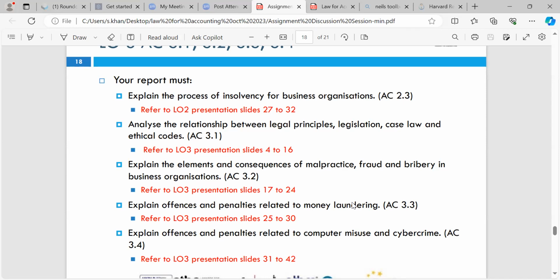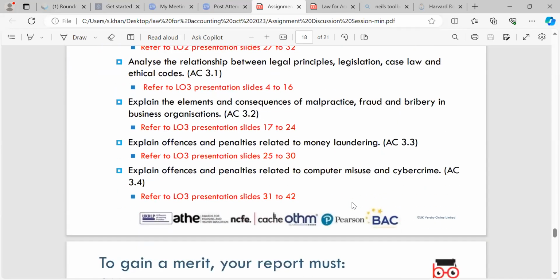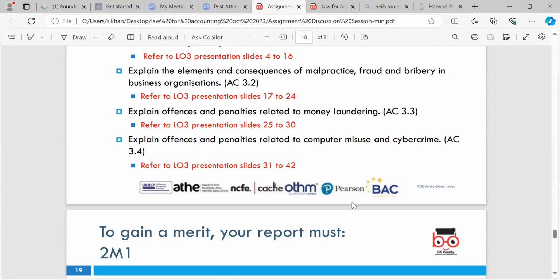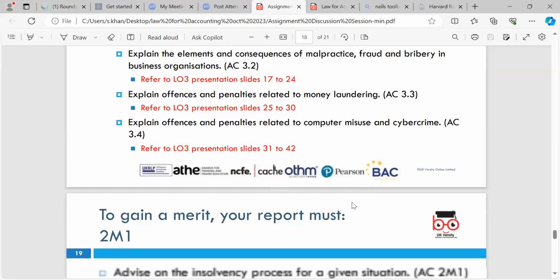Then the next bit of it is explain the elements and consequences of malpractice, fraud, and bribery in business organizations, AC 3.2, and refer to learning outcome presentations 17 to 24. Then the next element of task 2 is explain offences and penalties relating to money laundering, AC 3.3, refer to learning outcome 3, presentation slides 25 to 30. Then the fifth element is explain offences and penalties relating to computer misuse and cybercrime, AC 3.4, refer to learning outcome 3, presentation slides 31 to 42.